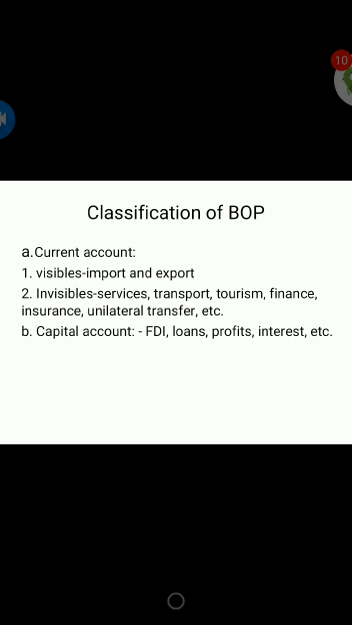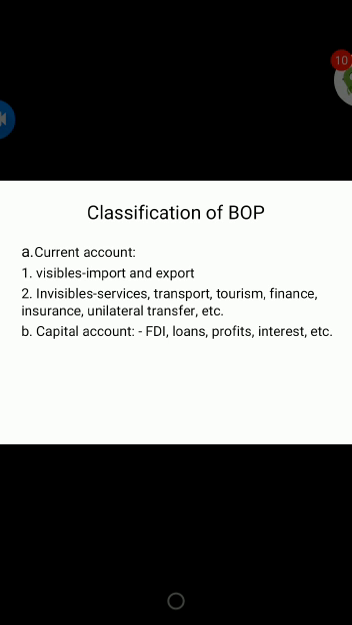So the next is your capital account. What is this capital account? Capital account records foreign transactions, that is receipts and payments, for a period of more than 12 months. So in the capital account we record those transactions which are more than 12 months old. After 12 months we record the transaction in the capital account. This mainly consists of your loans, FDI, deposits, profit, interest, etc.